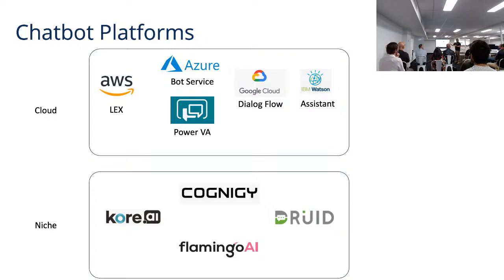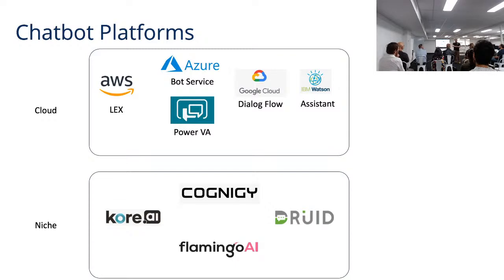IBM Watson, they've got Assistant. Watson was first in the market. The reason Watson was first in the market is they've got a really good natural language understanding platform, but it's kind of disappeared away. When I asked what chat platforms, they originally started designed around how Americans speak. That's Watson.